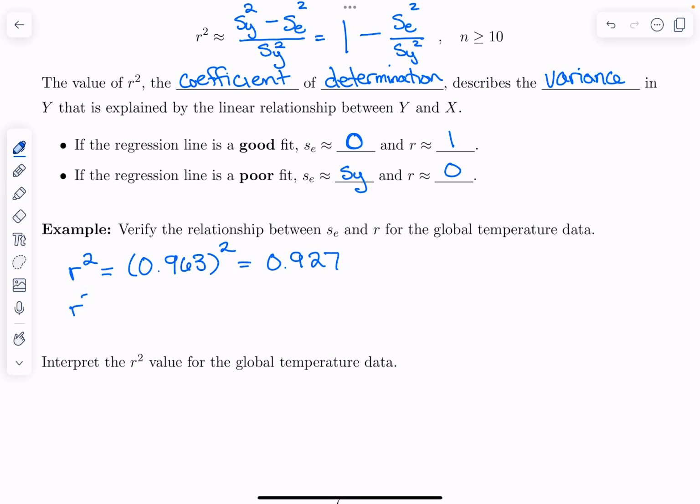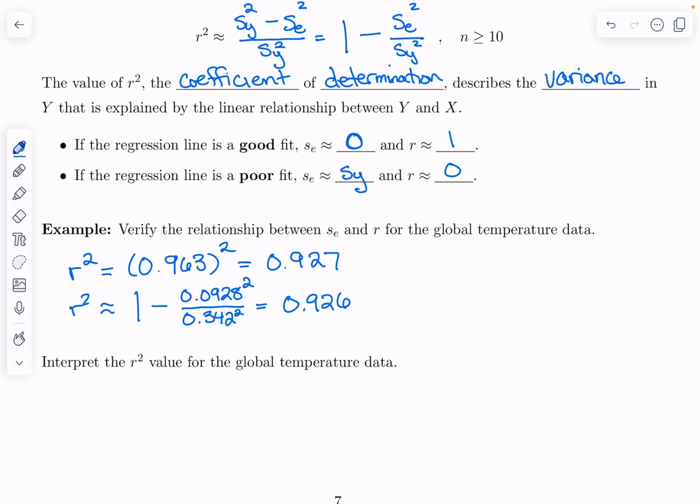But if we look at the approximate relationship, which is supposed to be 1 minus the residual standard deviation, which is 0.0928, which we just calculated, divided by our standard deviation in y, which was 0.342, we saw that in the previous video, then what we get ends up being 0.926. And so you can see that the approximation for r squared is within 1/1000th of the true value for r squared.